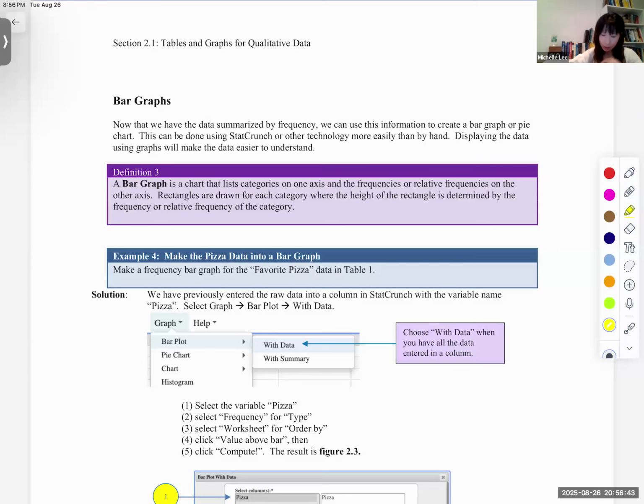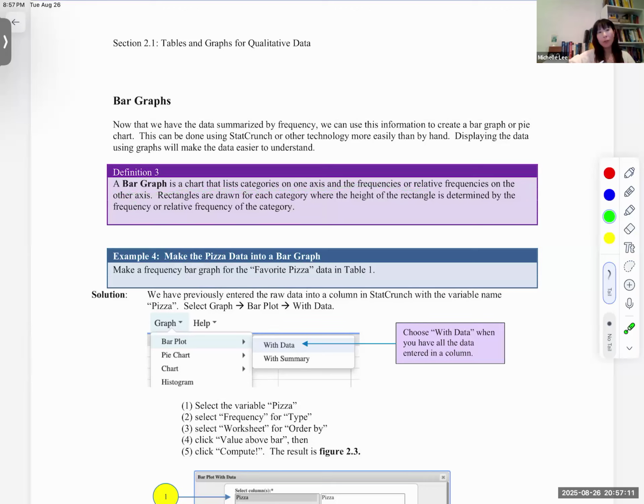Okay, this time let's draw the bar graph. So, bar graph. Let me highlight the definition. A bar graph is a chart that lists the categories on one axis and frequencies or relative frequencies on the other axis.